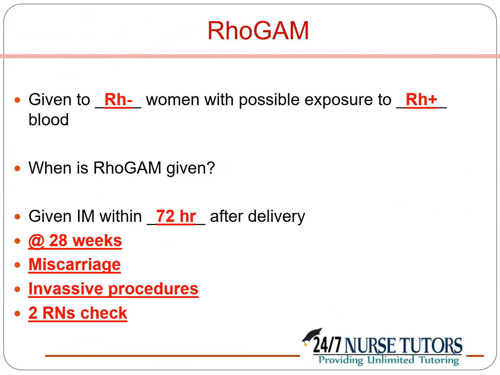Let's discuss the drug that can make a difference, RhoGAM. RhoGAM is given to Rh negative women with possible exposure to Rh positive blood. When is RhoGAM given? As we discussed earlier, it's given IM within 72 hours after delivery, at 28 weeks, after a miscarriage, and invasive procedures. 2 RNs need to check the RhoGAM. Why do 2 RNs need to check? Right, because it is a blood product.